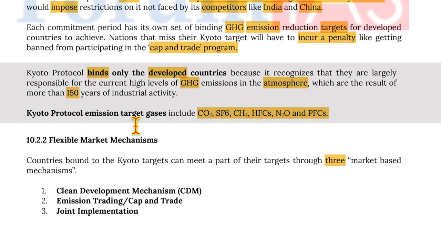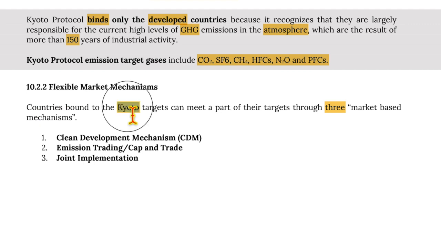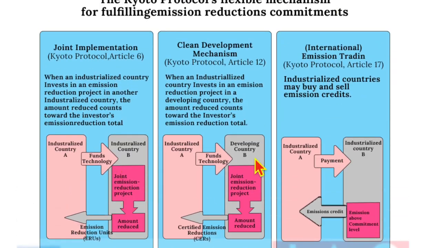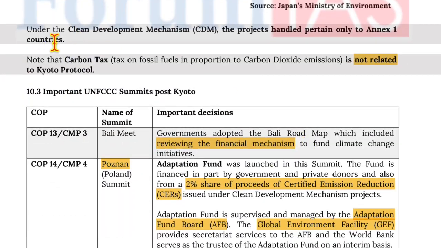Now, the Kyoto Protocol emission target gases are CO2, SF6, CH4, HFCs, N2O, and PFCs. Now, flexible market mechanism. Countries bound to Kyoto targets can meet a part of their targets through 3 market-based mechanisms, that is clean development mechanism, emission trading (cap and trade), and joint implementation. So these are the 3 mechanisms under the Kyoto Protocol flexible mechanism. Moving on, under the clean development mechanism, the projects pertain only to Annex 1 countries. Note that carbon tax, that is the tax on fossil fuel in proportion to carbon dioxide emissions, is not related to the Kyoto Protocol.